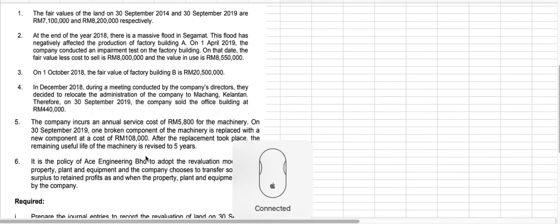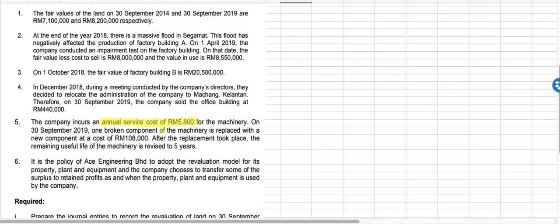If we look at the question, there is an annual service cost of 5,800 and the new component cost. The question asks for the accounting treatment. Because this service cost is annual, of course it cannot be capitalized, it needs to be expensed off because it does not increase the value of the asset. And about this new component, can it be capitalized or should we expense it off?